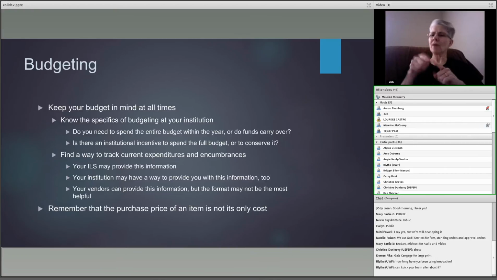And you also have to remember that, similar to a gift not being completely free, the purchase price of an item is not its only cost. And yes, Blythe, feel free to send me an email. I'd be happy to talk with you about it. Yeah, so everything you bring into your library is going to have a cost of some sort, and you have to keep that in mind.